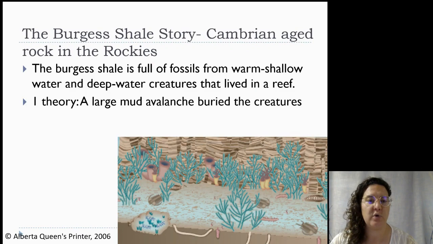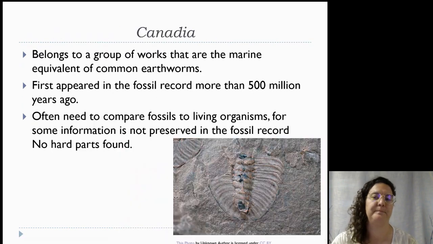The Burgess Shale in Yoho National Park is a Cambrian aged rock in the Rocky Mountains. The Burgess Shale is full of fossils from a warm, shallow water body and also deep water creatures that lived in a reef structure. So, one theory is that a large mud avalanche buried the creatures in the Burgess Shale and that they all became fossilized, which is why there's such a large gathering of them.